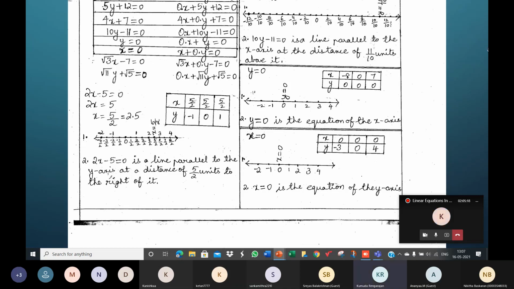All right, we're going to discuss this now. Where does the point minus 8, 0 lie? Ma'am, it lies on the x-axis, ma'am. Yeah, minus 8, 0 on the x-axis. What about 0, 0? On the x-axis, ma'am.